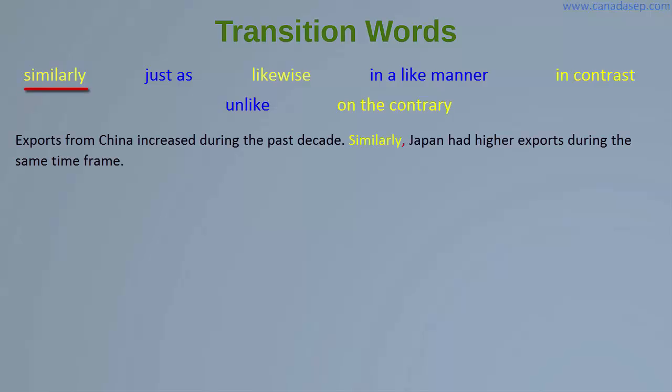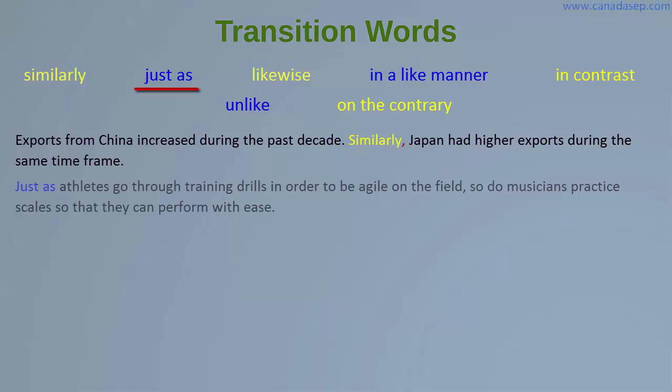Similarly, exports from China increased during the past decade. Similarly, Japan had higher exports during the same time frame. Just as athletes go through training drills in order to be agile on the field, so do musicians practice scales so that they can perform with ease.